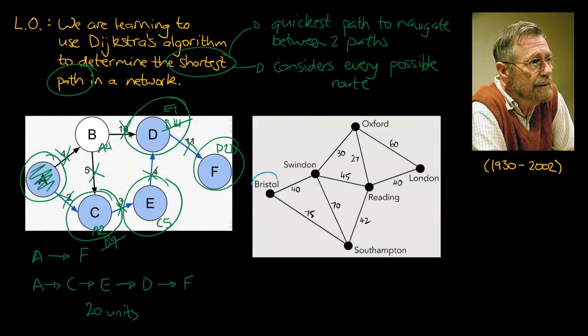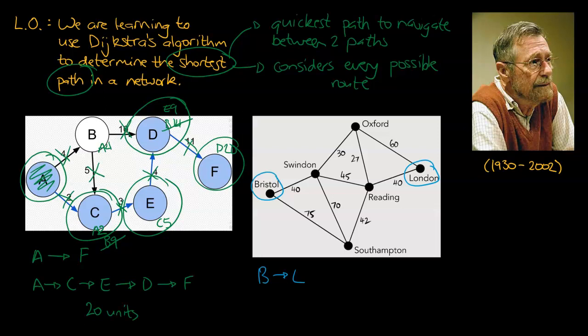Let's say we're over here at Bristol and we want to make our way to London. What's the quickest way to do that? So we're going to go Bristol through to London. Again, we're going to use the algorithm. This one here will be a bit more annoying because there's a few more options to consider, but let's get into it.